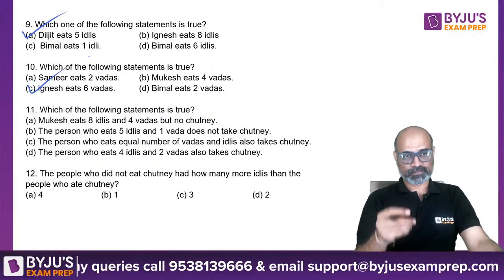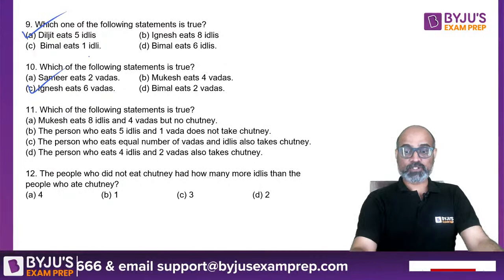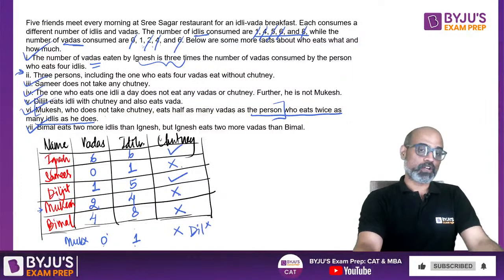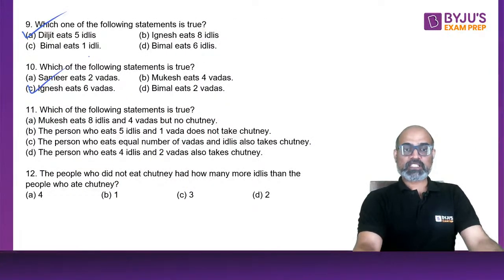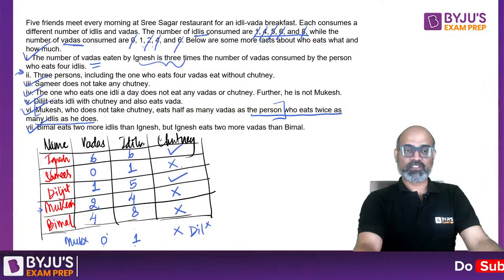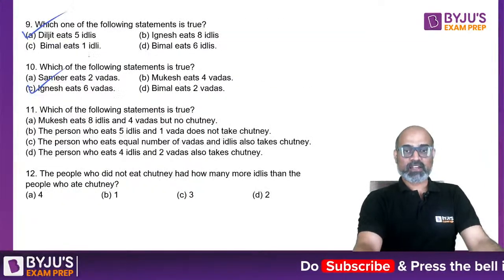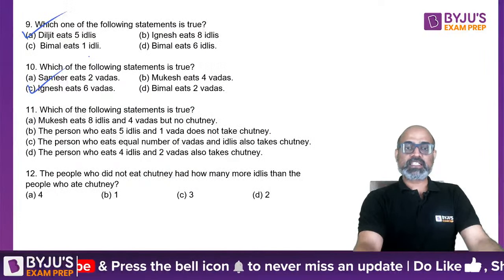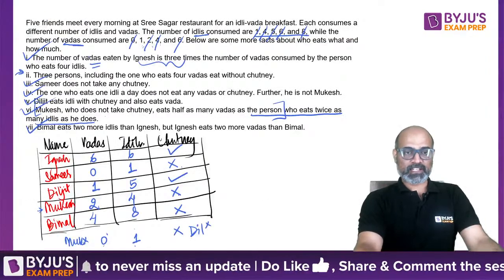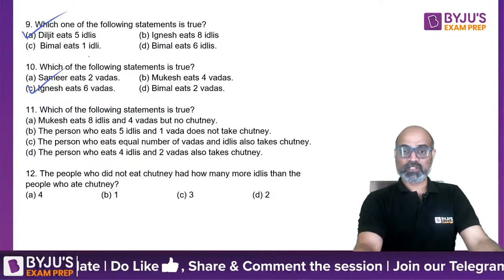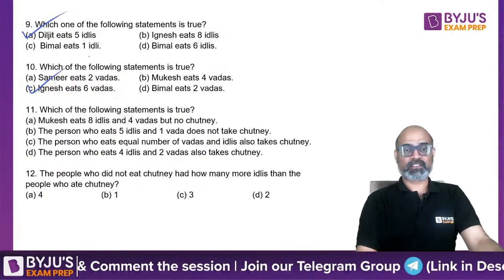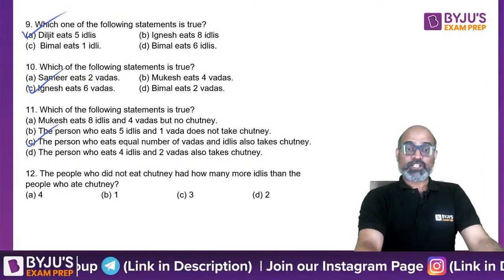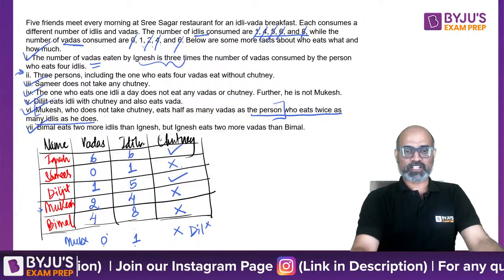So C is correct. Which of the following statements is true? Mukesh eats 8 idlis and 4 vadas. No, it's 4 and 2 actually. The person who eats 5 idlis and 1 vada, this is Diljit, does not take chutney. Nahin, Diljit does take chutney. The person who eats equal number of vadas and idlis, the only person who eats equal number of vadas and idlis is Ignesh, also takes chutney. Yes, he does. So C is our answer. The people who did not eat chutney, how many people did not eat chutney? These 3 people.